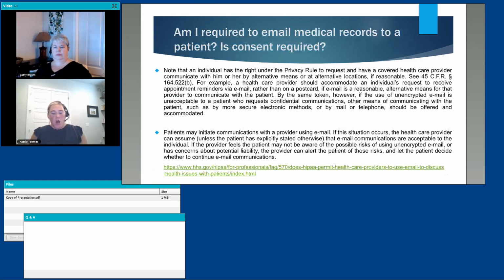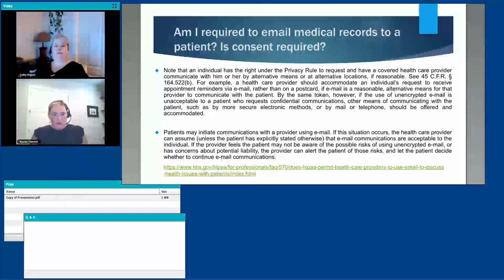So one question that we often get is, am I required to email medical records to a patient? We asked you guys this in the poll, and some of you said no, and you may be using a patient portal. But patients have the right to ask for you to email their information. We've seen a real highlight the past year on the OCR for patient access. We've seen a lot of enforcement for patients not getting what they want from their provider in either a timely manner or in the format that they've requested. So that's something to keep in mind.